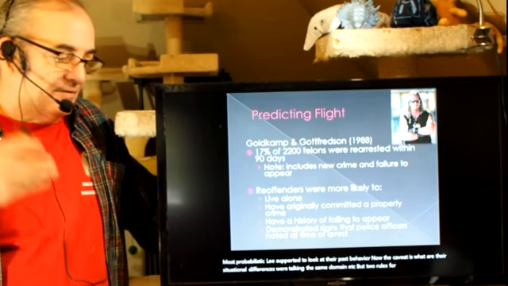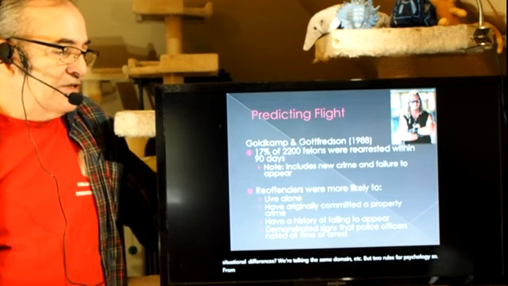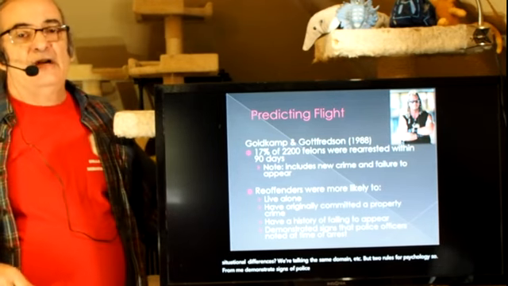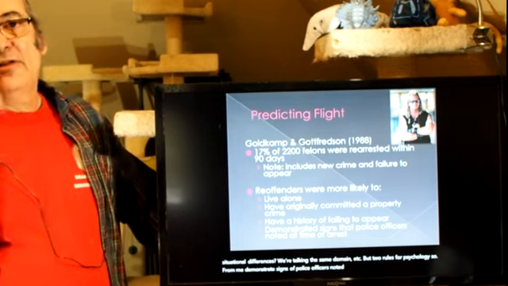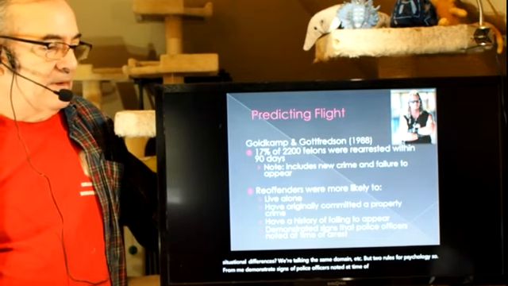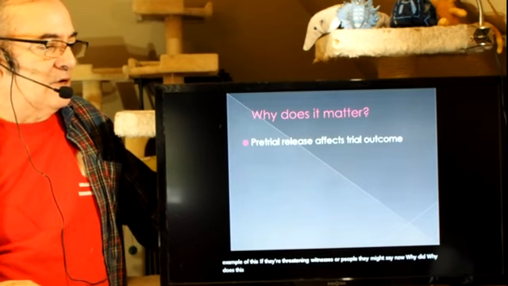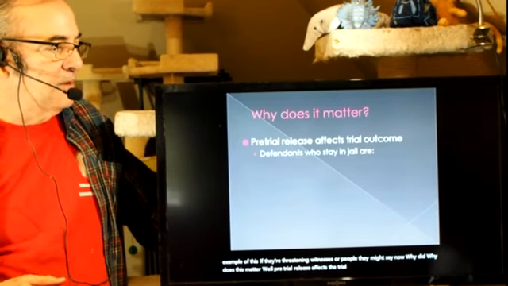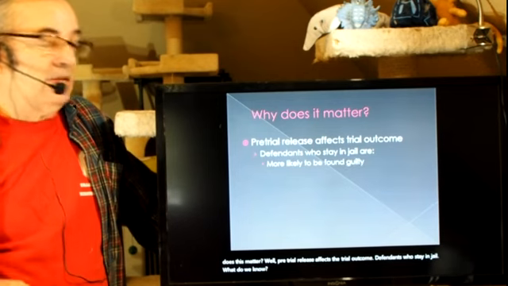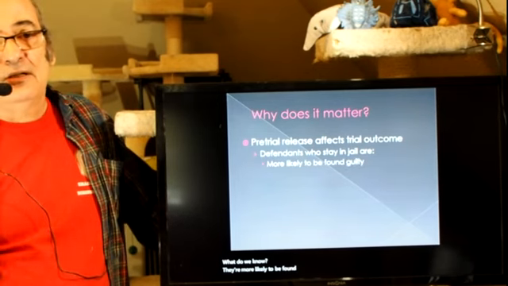So, from me. Demonstrate signs that police officers noted at time of arrest, and I already gave you an example of this. If they're threatening witnesses or people, they might say. Now, why does this matter? Well, pretrial release affects the trial outcome. Defendants who stay in jail, what do we know? Well, they're more likely to be found guilty. And we can look at the research there.